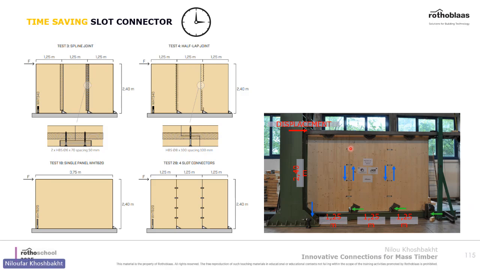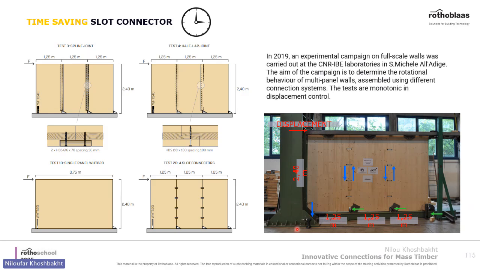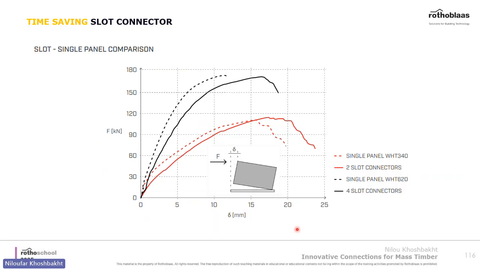What we did, we ran a test campaign to see the differences between a rigid wall, a shear wall, when we use a slot to connect them, and if we use half lap or spline joints. The load was applied in the form of displacement in this direction, and here are the results of the force displacement curve.